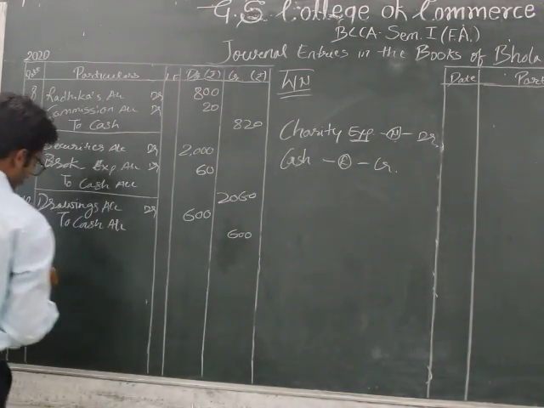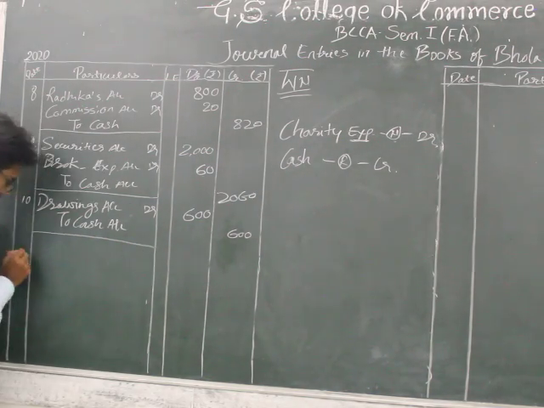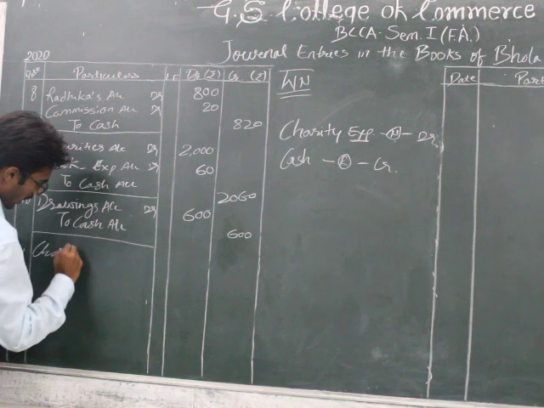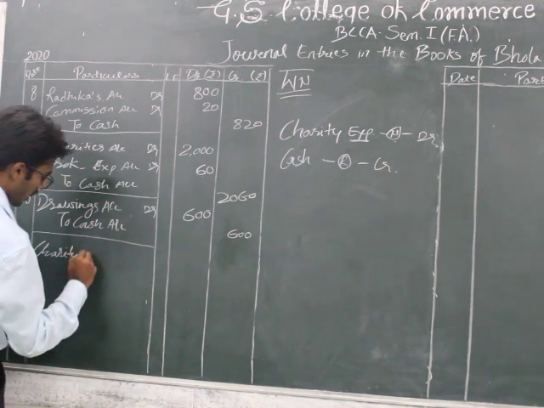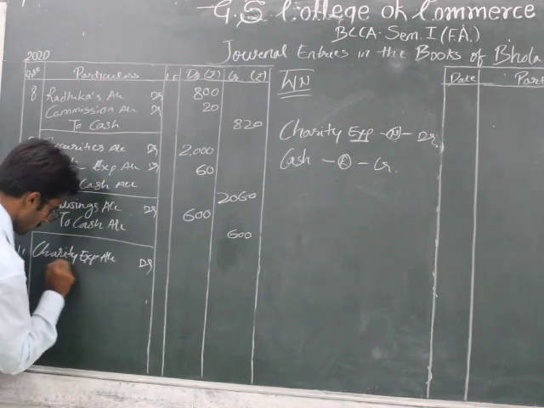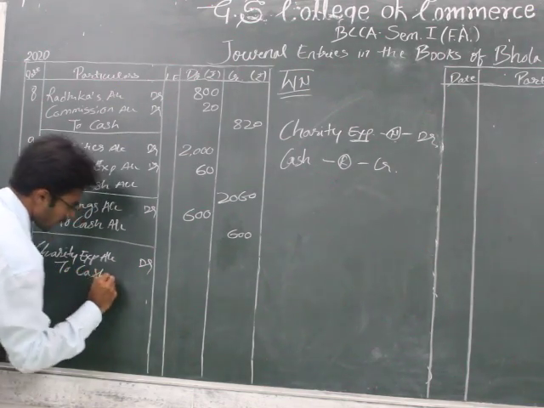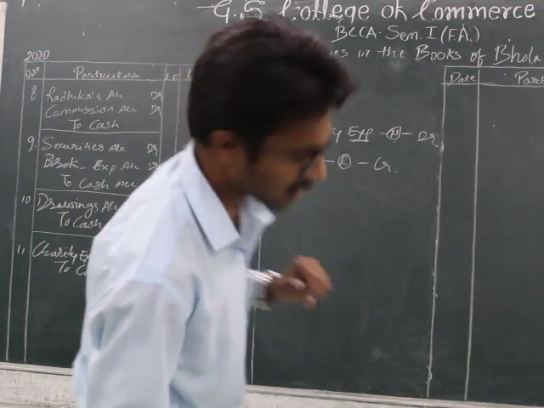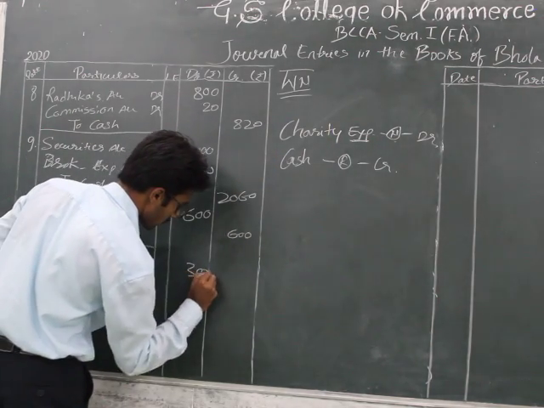So the 11th entry will be charity expense account, debit to cash, it will be rupees 300.